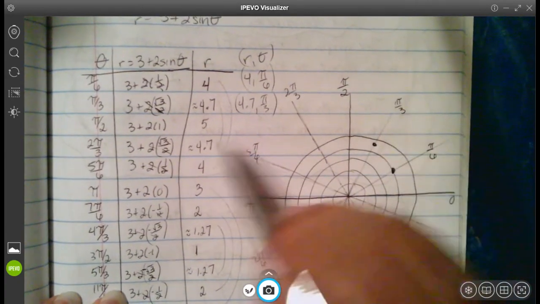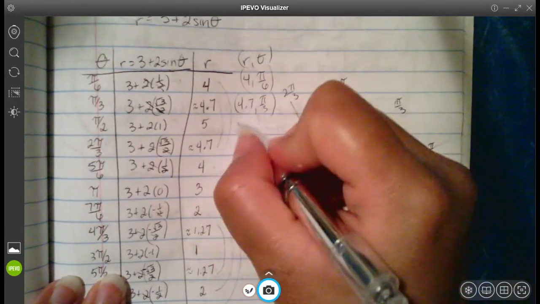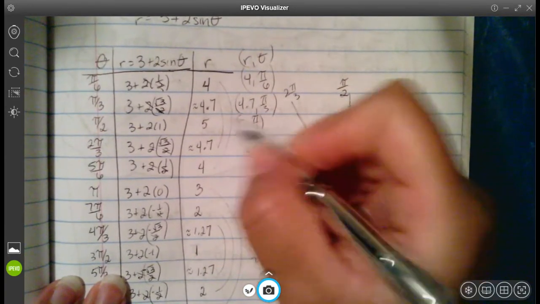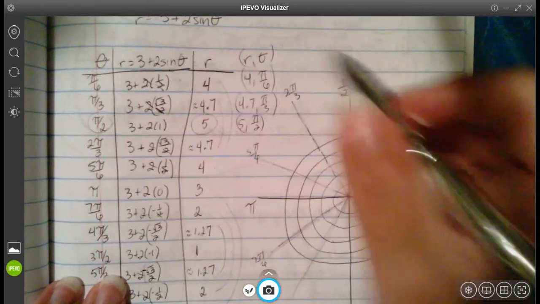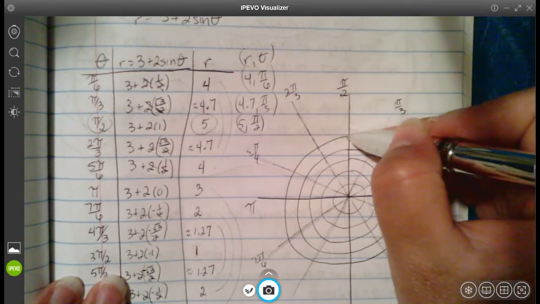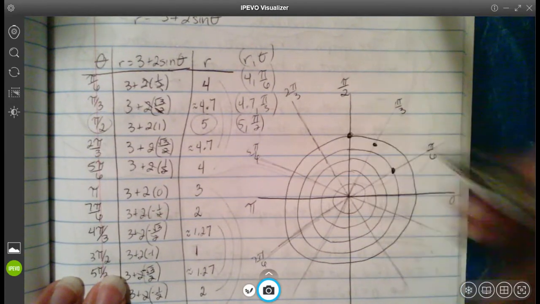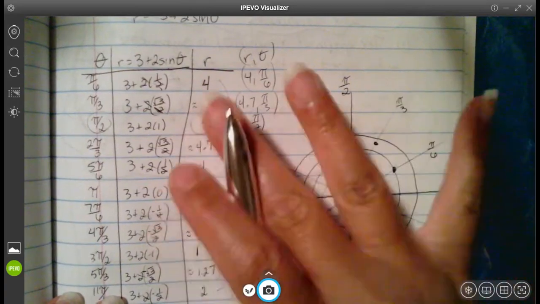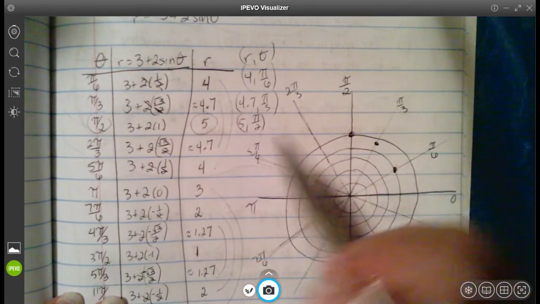Okay, and then we have 5. I'm just going to do one more: 5 and then pi halves. So 5, 1, 2, 3, 4, 5, and then all the way to pi over 2 right there. And you should connect it as you go. I'm going to wait till the end to connect it, but that's what we're doing essentially.